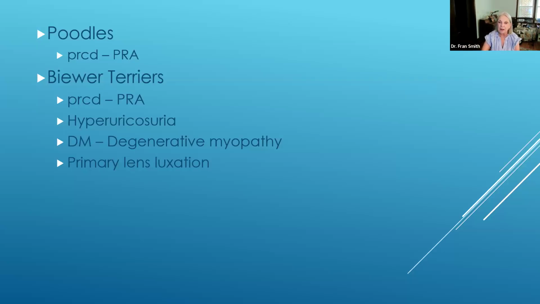A newer breed for the AKC is the Beaver Terrier. They have the same form of PRCD as poodles do. They have hyperuricosuria, meaning they produce crystals or stones. They have a disease called degenerative myopathy, where they cannot use their rear end, and they sometimes luxate their lens.